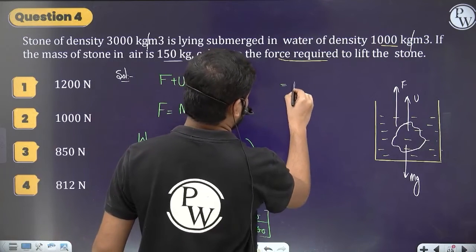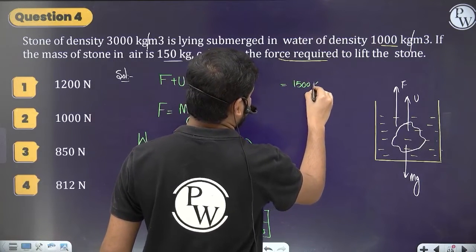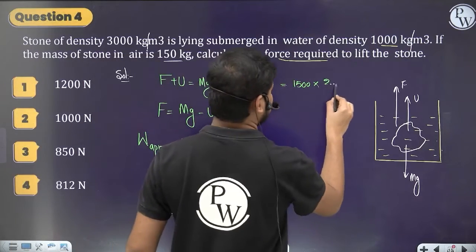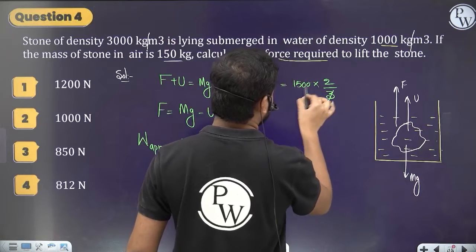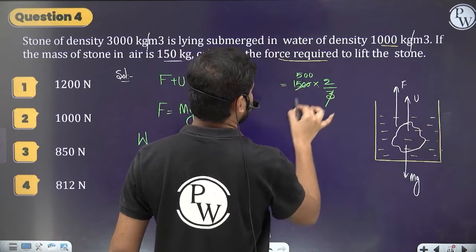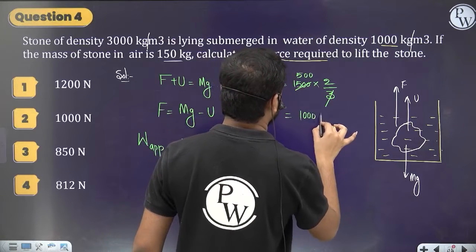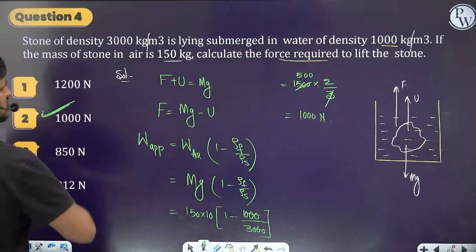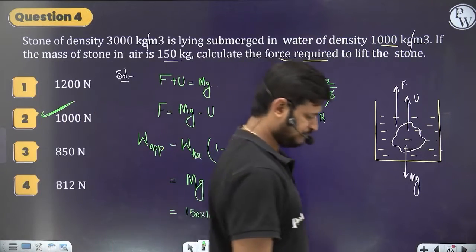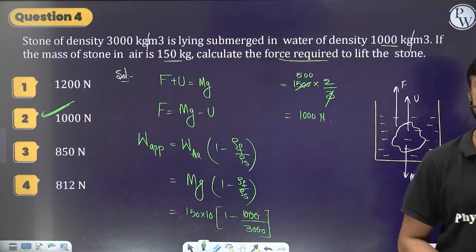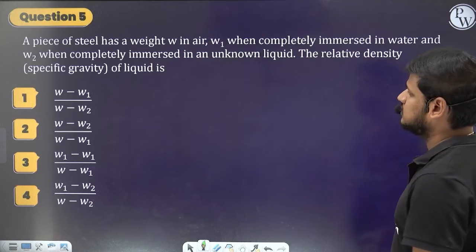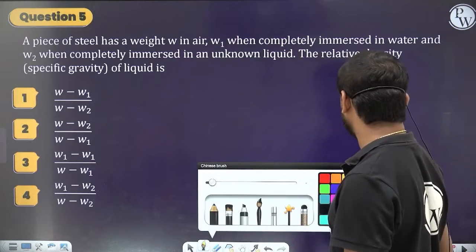So we get 150 into 10 is 1500. 1 minus 1 by 3 is 2 by 3. So here it comes out to be 1000 newtons. So the correct answer is option 2. 1000 newtons is the correct answer. Clear guys? Understood the concept? Chalo, let's go for the next question.